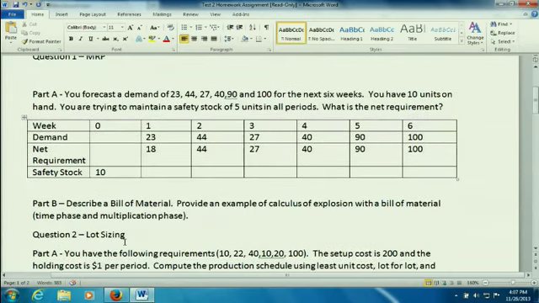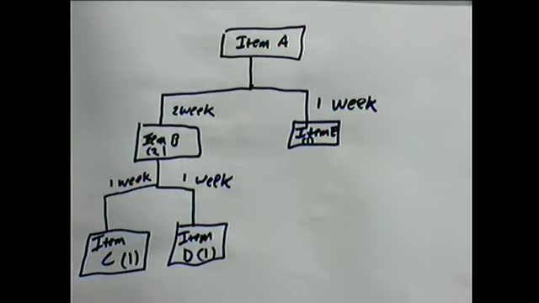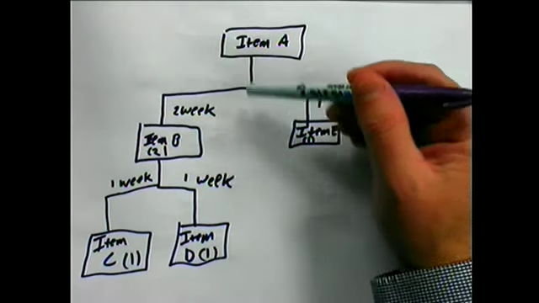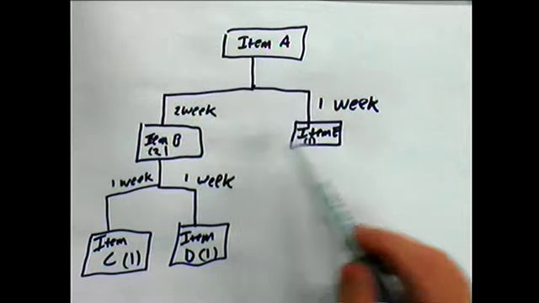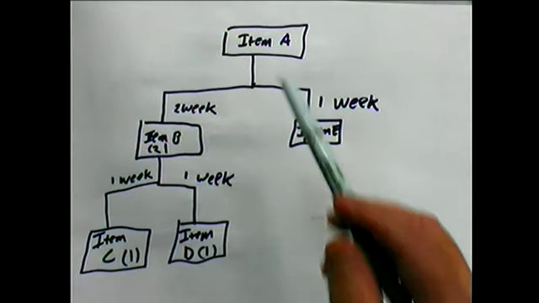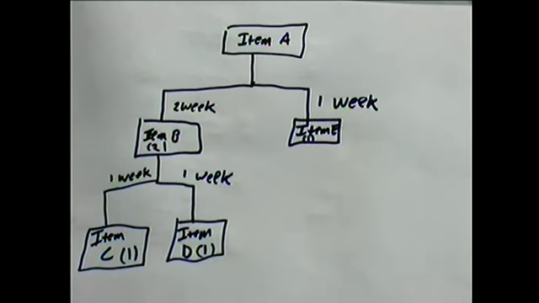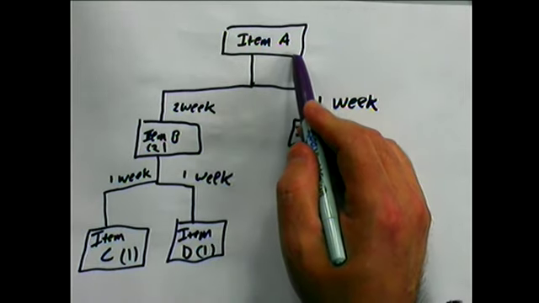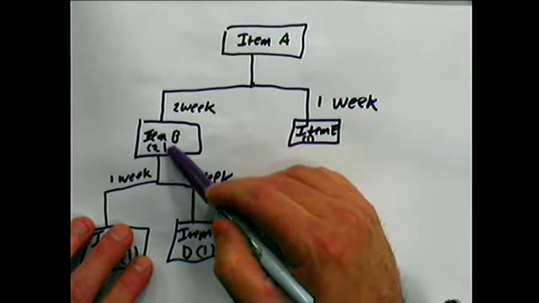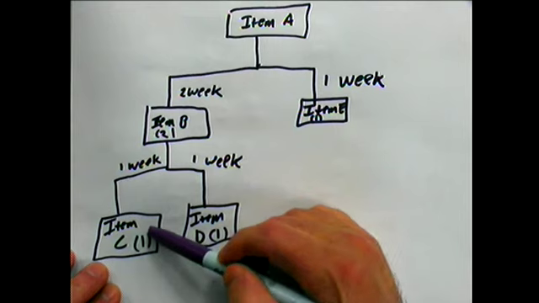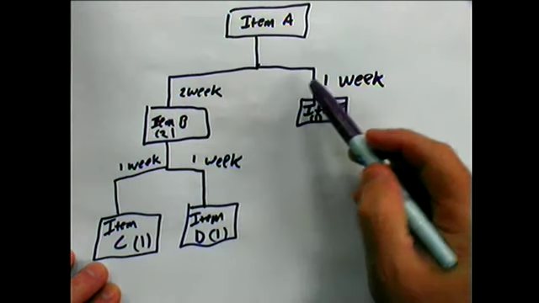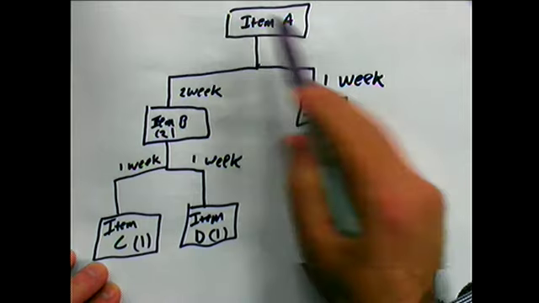Describe a bill of materials and provide an example of calculus of explosion, time phase, and multiplication. Well, a bill of materials is simply, and it could be a product structure or just in an Excel file, but it shows, in this case in a graphic form, the items that go into the end item and the lead times and the goes into quantity. So item A, to make one item A, I need 2 weeks to get 2 item Bs. And to make an item B, I need 1 week to get 1 C and 1 week to get a D. And then I join the B and the E to get the A.